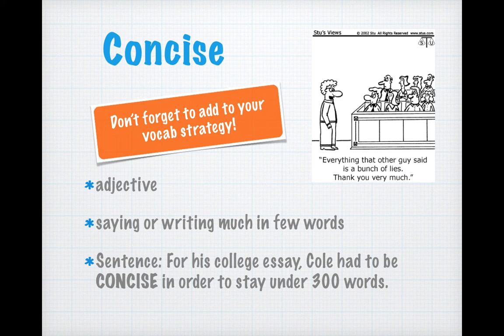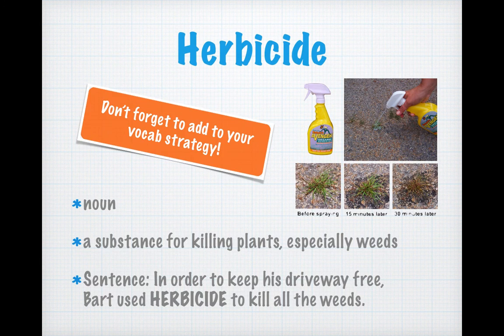The next word that uses this root is herbicide. This is a noun, so it's a thing. It's a substance that's used to kill plants, especially weeds, as is shown in this picture. In order to keep his driveway free, Bart used herbicide to kill all the weeds. And the sentence from the book reads, the herbicide known as Agent Orange was used in Vietnam to kill vegetation.